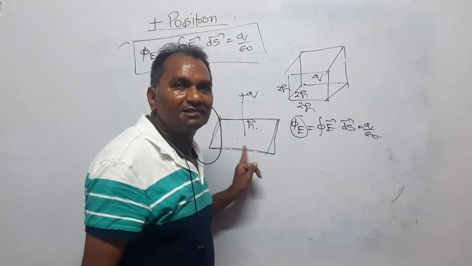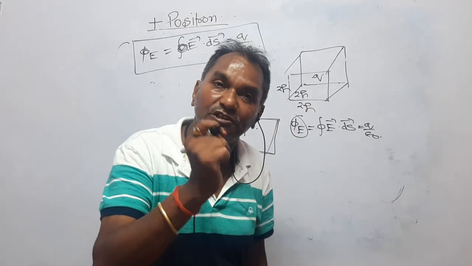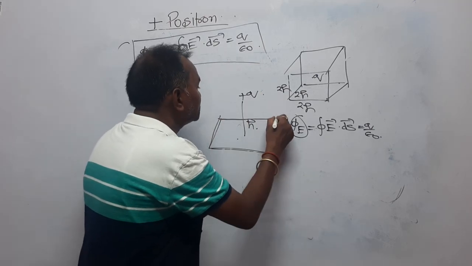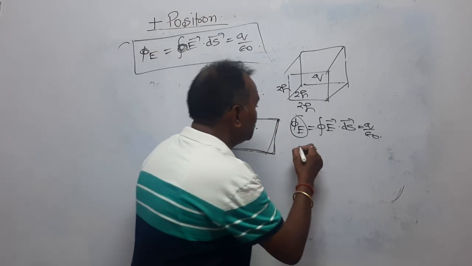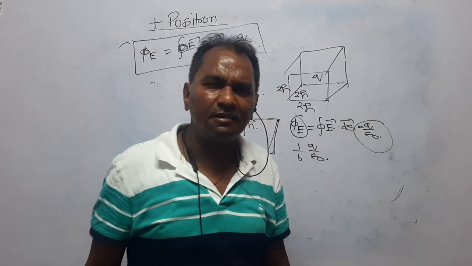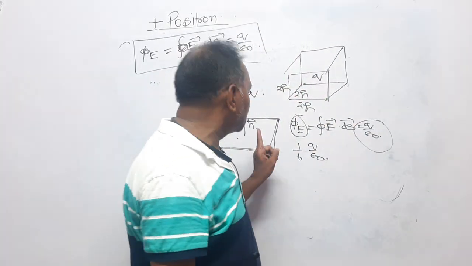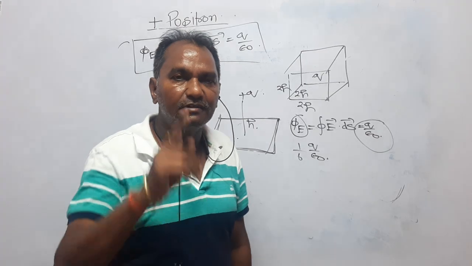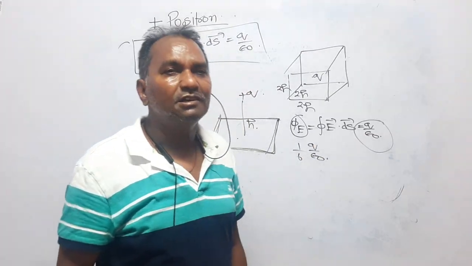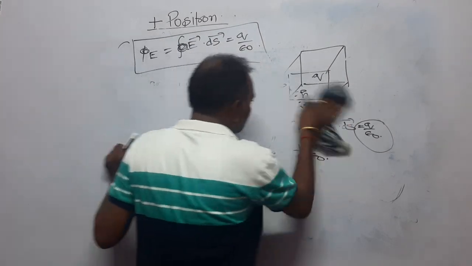But in this case, what is the difference between these two? In one case, the total flux associated with q is q upon epsilon naught. And in this case, the flux associated with a single face will be 1 upon 6 of q upon epsilon naught. Because this q upon epsilon naught is the flux associated with all the 6 faces, and in this case, it is the flux associated with the single face that is asked. That is why the answer will be 1 upon 6 q upon epsilon naught. Dear students, let's move further.